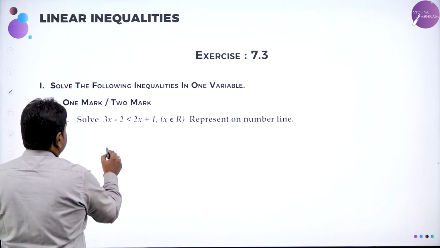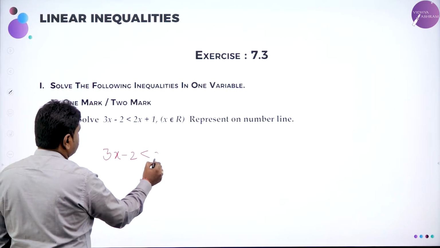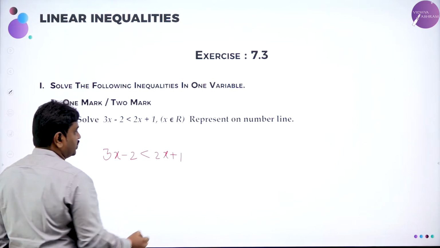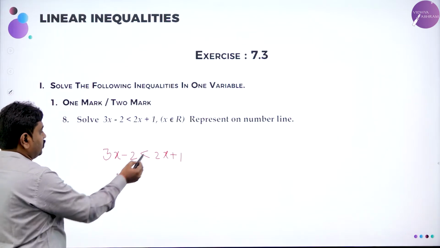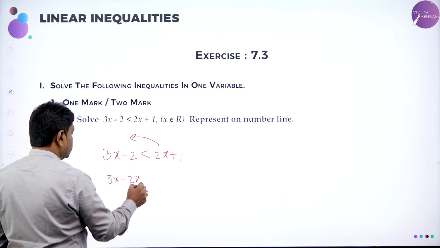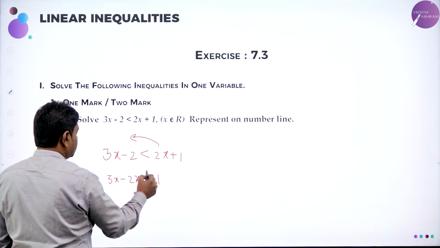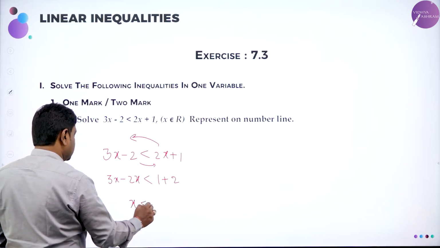Then solve 3x minus 2 less than 2x plus 1. Again, x belongs to what they told? Real numbers, and represent on the number line. So bring 2x to LHS, so it will become 3x minus 2x less than 1. Minus 2 you transfer to that side, so it will become plus 2. So x is less than 3.